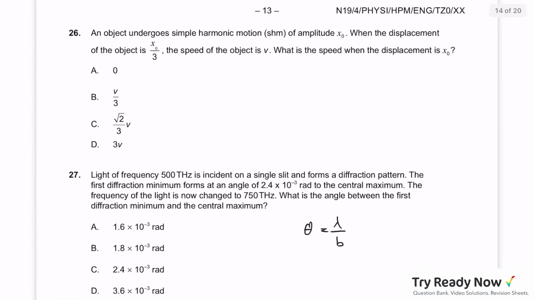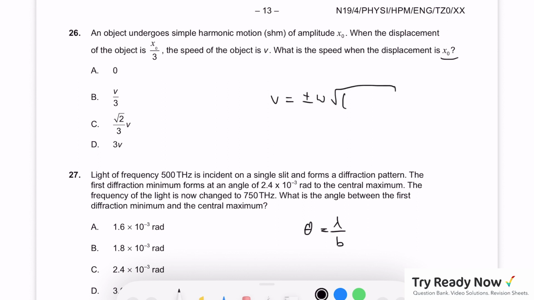For question 26, an object undergoes simple harmonic motion of amplitude x0. When the displacement of the object is x0 divided by 3, the speed of the object is v. We are asked to find the speed when the displacement is back to x0. We can apply this formula in our data booklet, section 9.1, simple harmonic motion: the speed is equal to the angular velocity times the square root of x0 squared minus x squared.